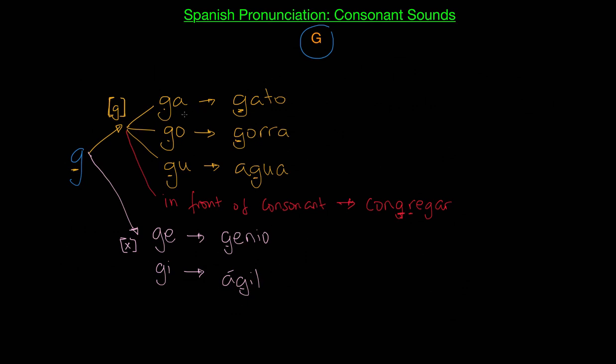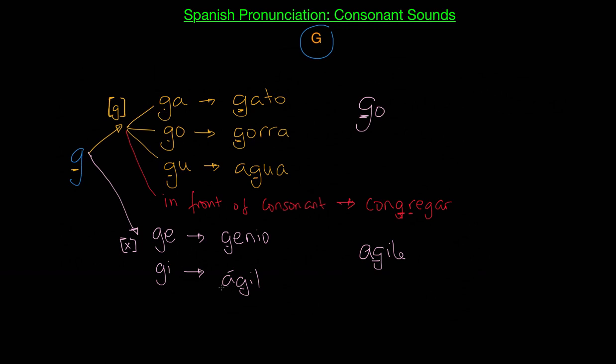So far we've got ga, go, gu, ge, gi. If you think about it, it's not miles away from what happens in English. In English, you've also got the sound g in words like go, and this would be agile. So you've got the sound g and you've got the sound j. In Spanish, we haven't got the sound j. That sound does not exist, and instead we do a ch.